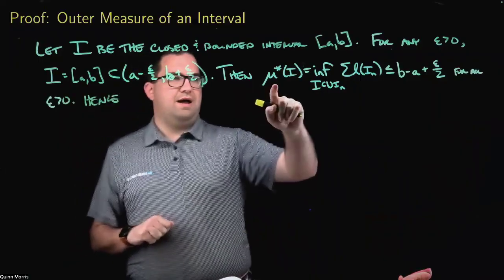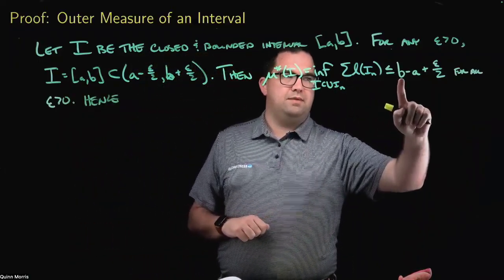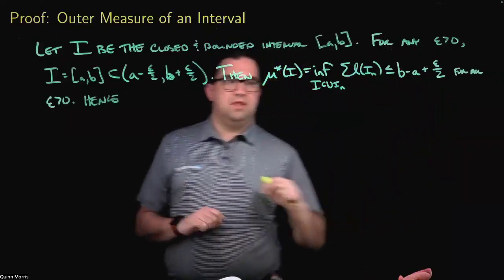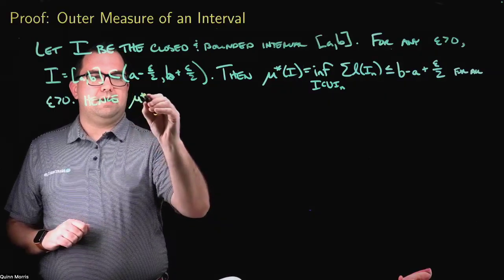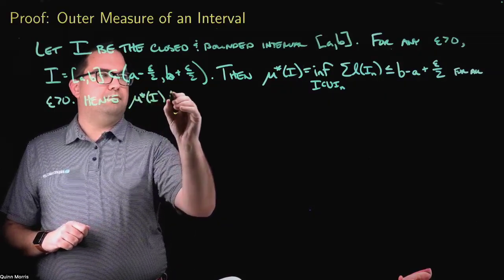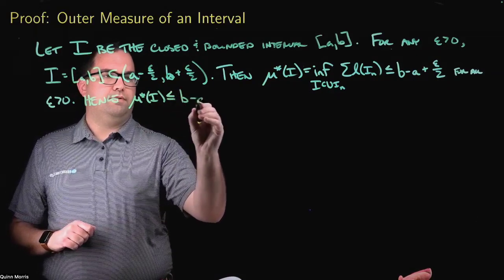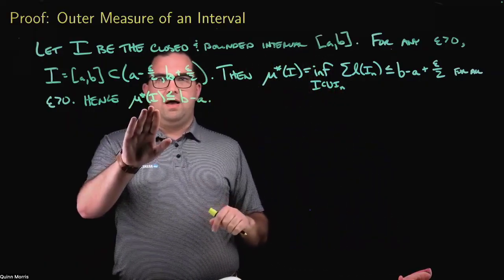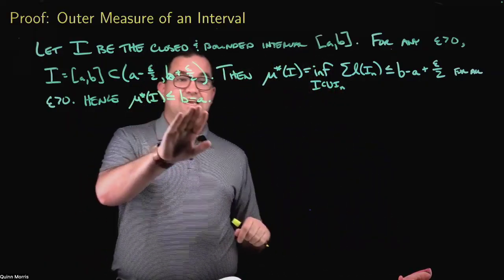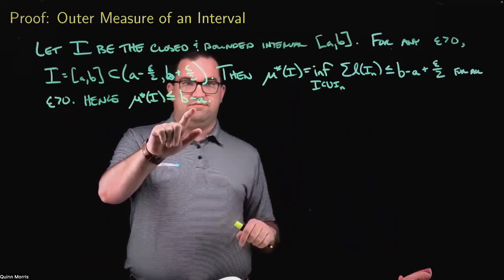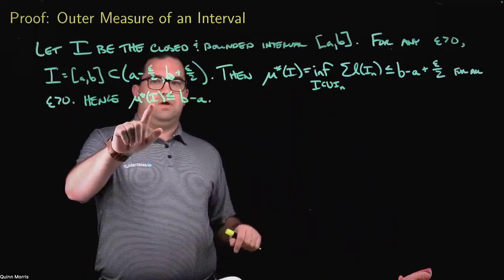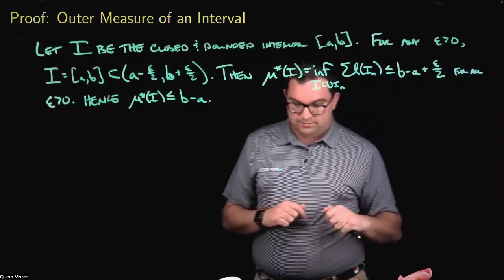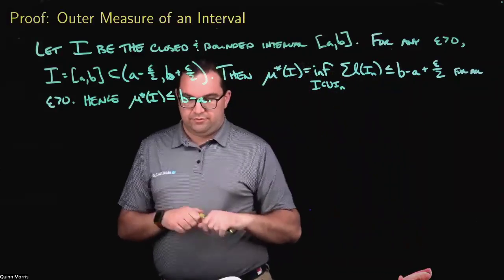And so if I have that the outer measure of I is less than or equal to B minus A plus epsilon over 2 for all epsilon greater than 0, I can take a limit as epsilon goes to 0, and I get that the outer measure of I must be less than or equal to B minus A. Now, keep in mind, my goal is to show that this is equal to B minus A, because this is actually the length of the interval I. So I'm sort of halfway there. What I'd like to do is show the inequality in the other direction. All right, so let's now do that.